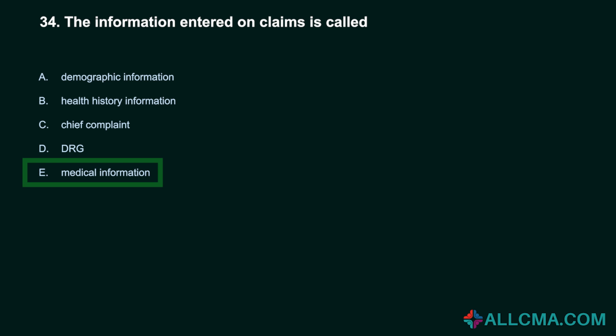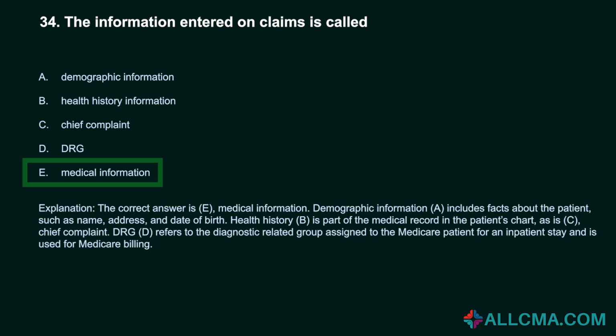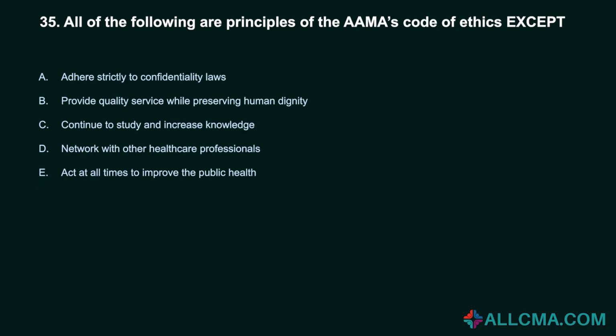Medical information. Demographic information, A, includes facts about the patient, such as name, address, and date of birth. Health history, B, is part of the medical record in the patient's chart, as is C, chief complaint. DRG, D, refers to the diagnostic-related group assigned to the Medicare patient for an inpatient stay and is used for Medicare billing.